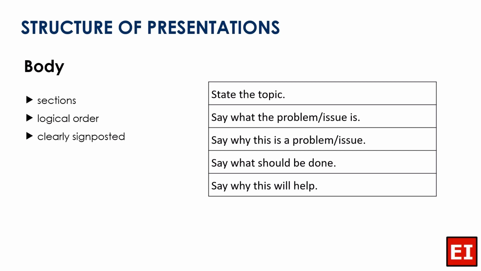If we look at one particular kind of section, it might be structured like this. At the beginning of the section, you should always state the topic of the section. What's this section about? It shouldn't be a mystery. This should be at the beginning. And then you say what the problem or the issue is, and say why this is a problem or an issue, say what could be done, and say why this will help. That's a logically sequenced problem solution section. So you need to think about the sequence of your sections. Are they logically organized?